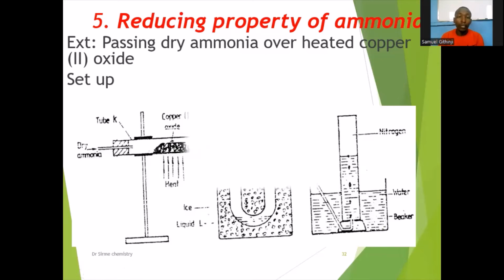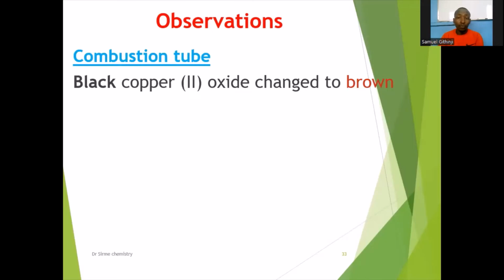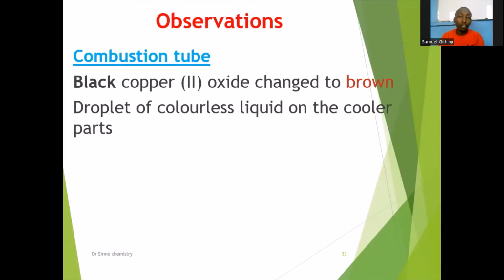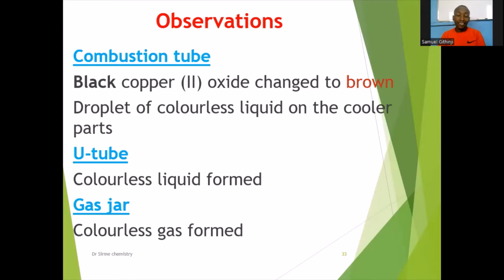Then we do the observation inside the combustion tube. The black copper 2 oxide, remember copper 2 oxide is black, it will change to brown. Droplets of a colorless liquid are formed on the cooler part of the combustion tube. That is still in the combustion tube. If we talk about the U-tube, what exactly is happening inside the U-tube? A colorless liquid is formed. Inside the gas jar, a colorless gas is produced.